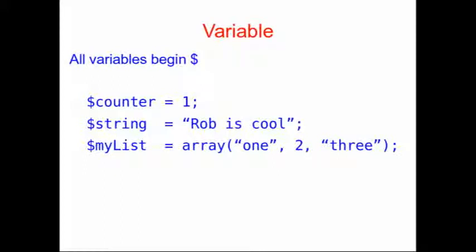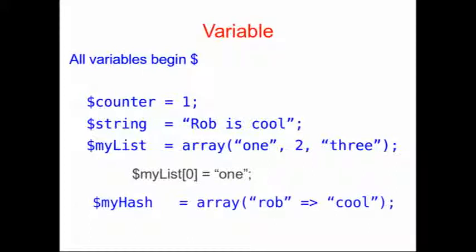However, all of them begin with a $ sign, not just the scalars. Even arrays and other things begin with a $ sign. And you can see from these examples that PHP is a loosely typed language. You can reference elements in a list, and you can have hashes as well. Hashes also begin with a $ sign, and you can have a name associated with a value.